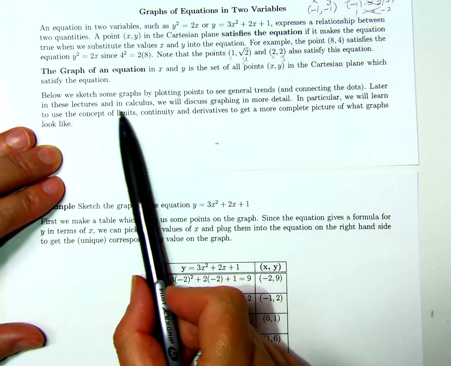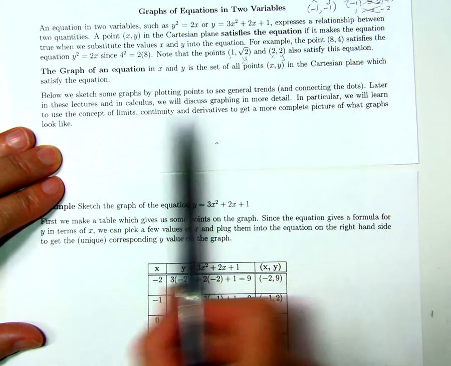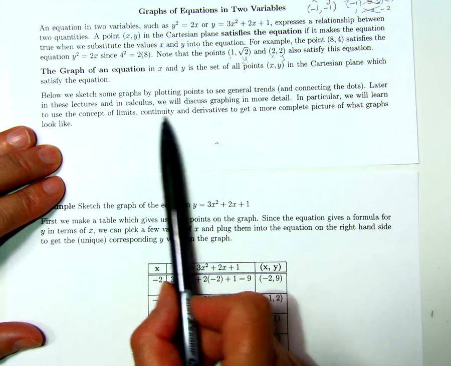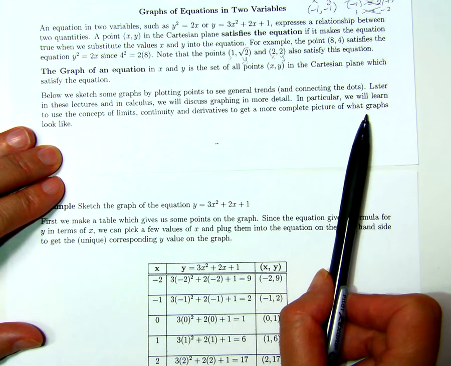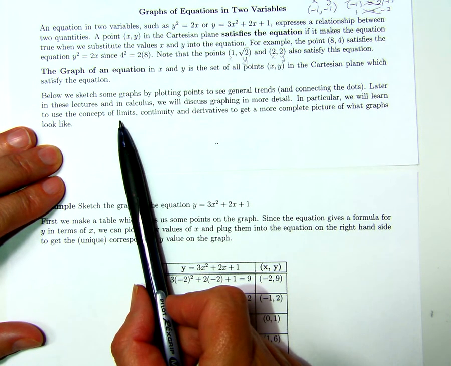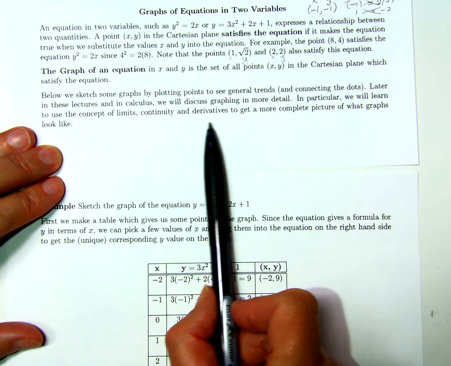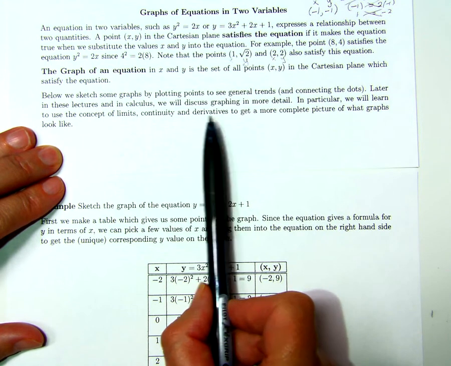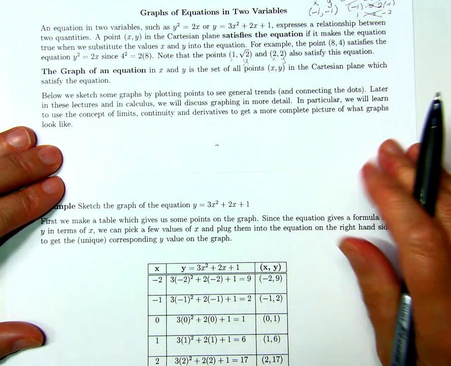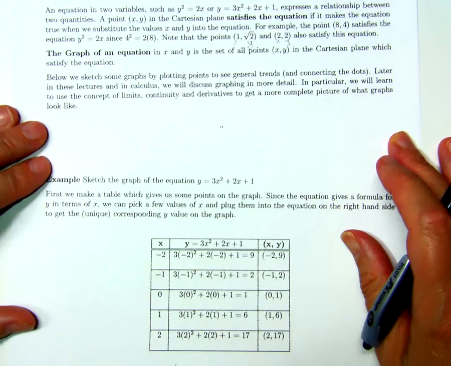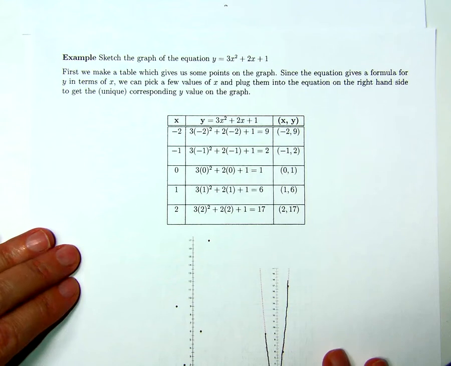Later on in these lectures and in calculus, we'll discuss graphing in more detail. In particular, in calculus, we'll talk about limits, continuity, and derivatives. And that'll give us a more complete picture of what the graphs look like, in particular where they're going as x tends to infinity, whether they turn. Concavity and convexity we can tell about using derivatives, and continuity tells us if the graph has any breaks or not. So you have all of that to look forward to in Calculus 1, but for now we're just going to plot a few points and join the dots to get a rough sketch of the graph.